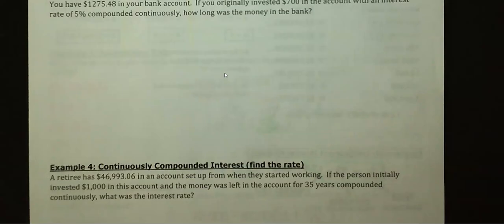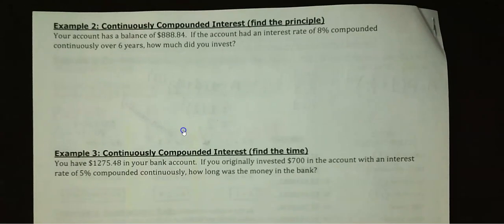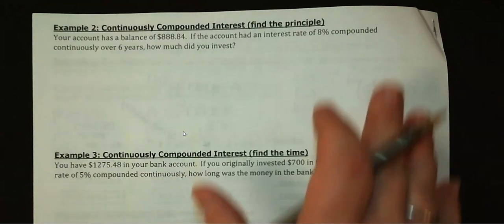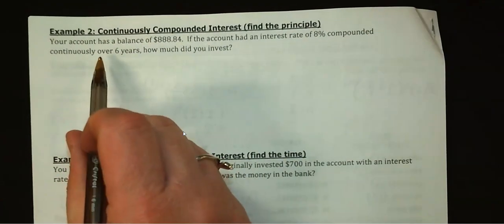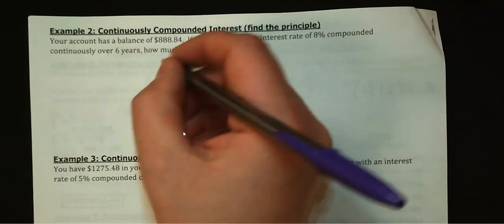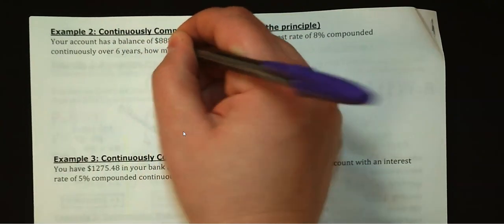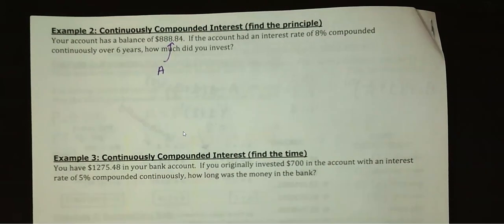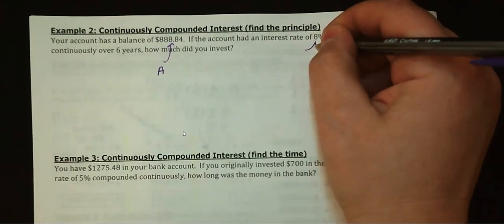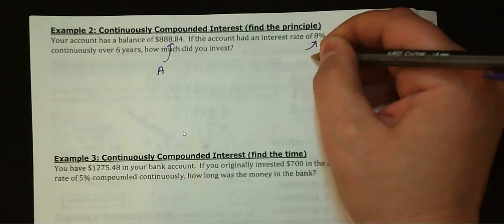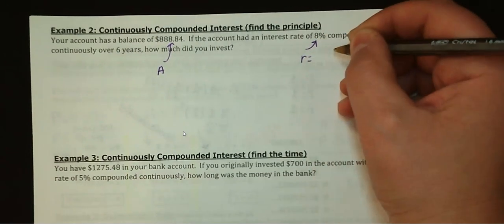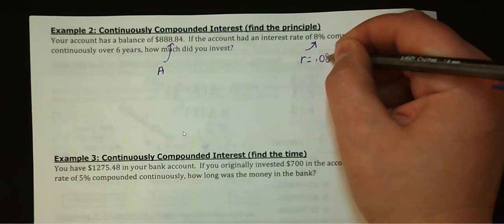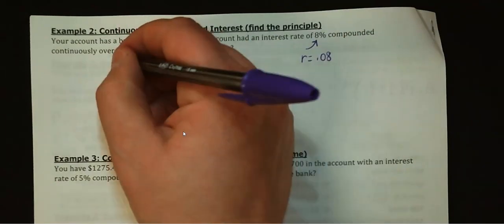Okay, and then this is kind of like what we did on the last lesson. We're just going to do one example for each variable here real quick. So that was for the amount in the account. All right, this one says find the principal. So your account balance has $888.84. So that's the amount in the account, right? All right. What would you write down for your interest rate if I tell you 8%? 0.08, all right? Compounded continuously.